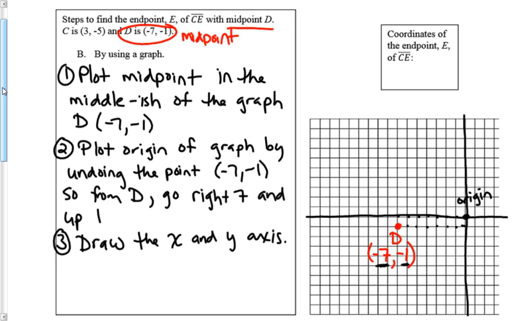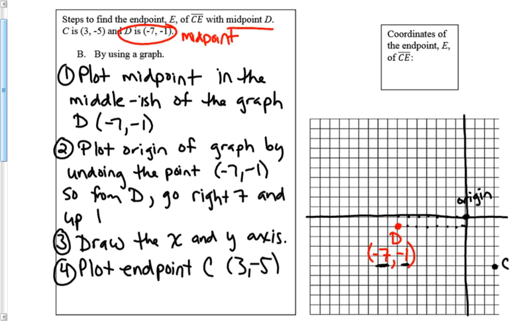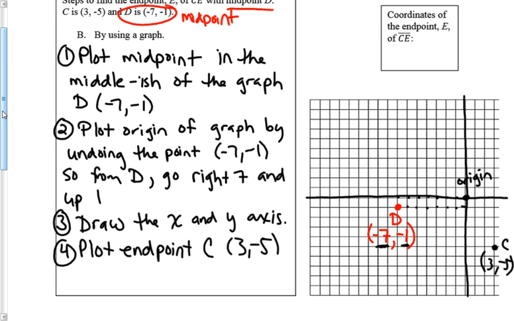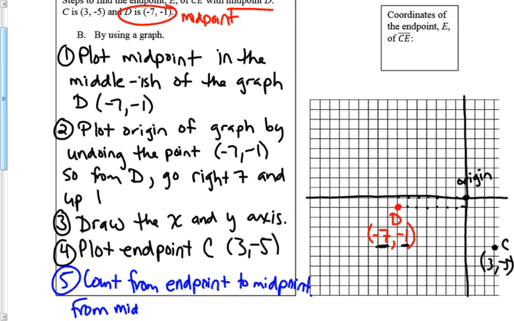What I'm going to do now is plot the other endpoint. I was given that, so I'm going to plot it. And this endpoint is called C, and it's at 3, -5. So from the origin, I'm going to go 3, -5. And so here's my C. So what I need to do now is my counting up and over technique so that I can find where I need to go from D. So what I'm going to do is count from the endpoint to the midpoint, and then from the midpoint, repeat that.